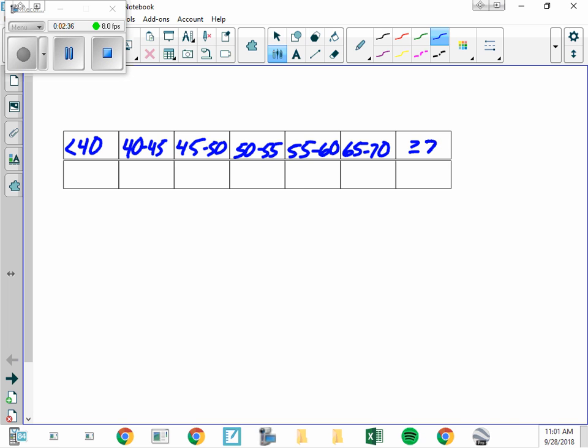So greater than or equal to 70. So I might have 1 here and 2 here and 1 here and 1 here. Whatever it is for yours, that goes in the top set of boxes. And then we're going to collect all of the data into one, and we're going to do it really fast by just holding up how many fingers.